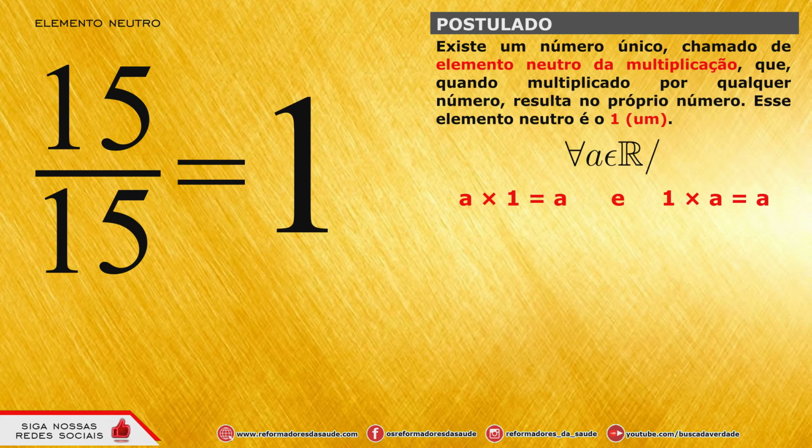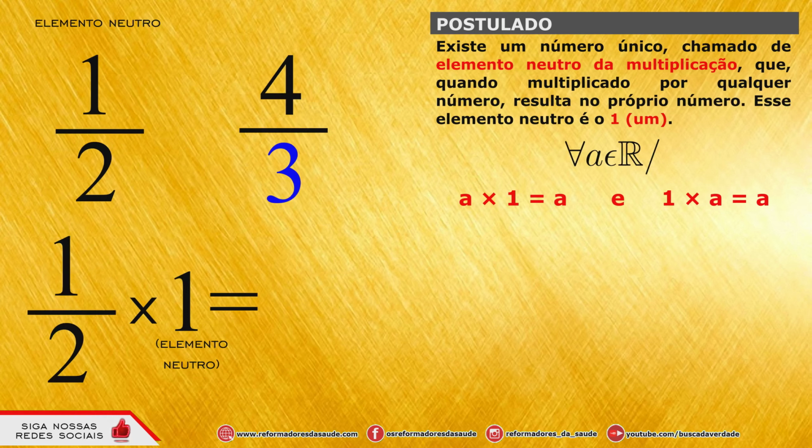Example: 15 divided by 15 is equal to 1. The neutral element can become any number I need, being the same number over the other. The neutral number allows me to put the missing number in the fraction, making the denominators equal. The neutral element has other functions, but we will restrict ourselves to this function of making denominators equal.